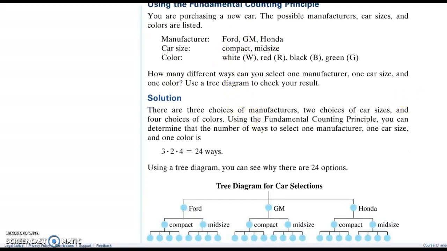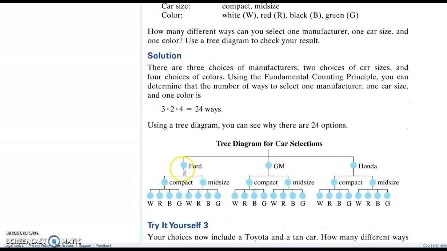Well, you can see it in a tree diagram. There would be 3 different manufacturers we're picking from, and each of those are split into 2 sizes for their car, and then each type of size of the car comes in the 4 colors. So if you counted all of these possibilities at the bottom, there's 24.